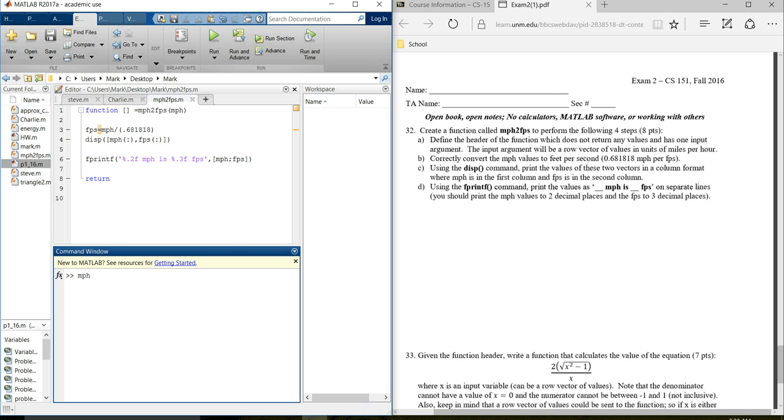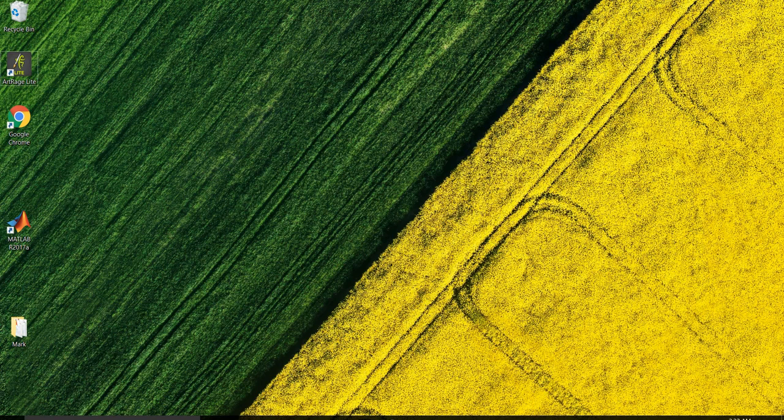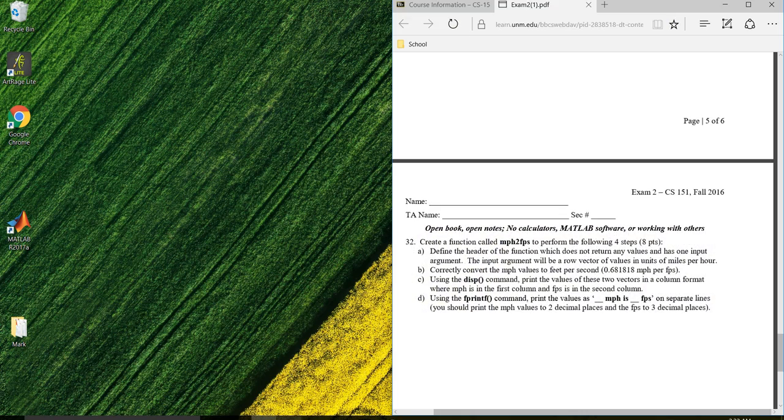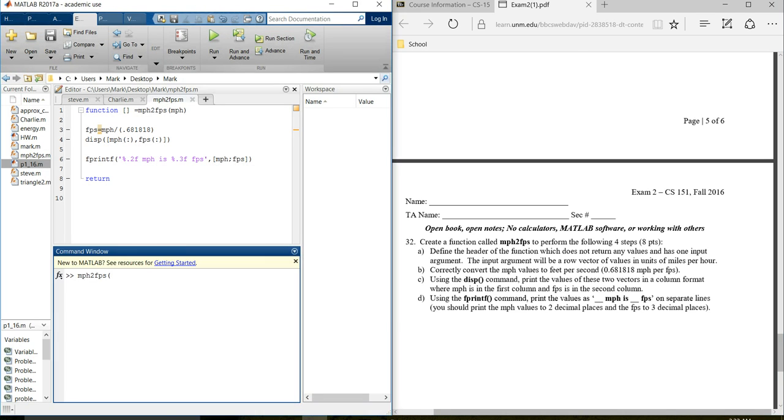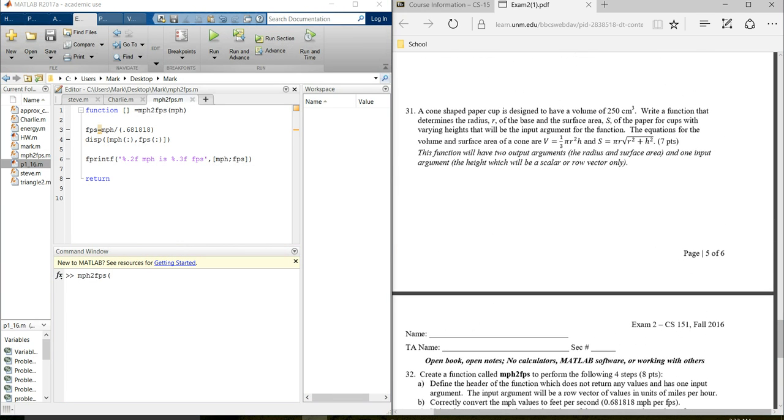mph2FPS. What was the one before? Oh man. I know, guys. This is my screen right now. It's a new computer. Just got it today. I'm really excited.